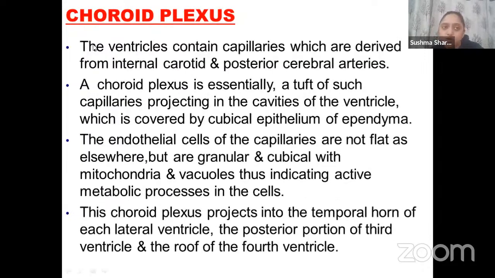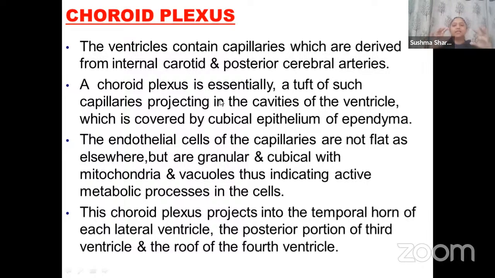Then what are choroid plexus? You must have heard the word choroid. Where else do we hear the word choroid? Yes, we hear the word choroid in eyes also. What do they secrete over there? Aqueous humor. Yes. The ventricles contain certain capillaries which are derived from the internal carotid and posterior cerebral arteries, right?